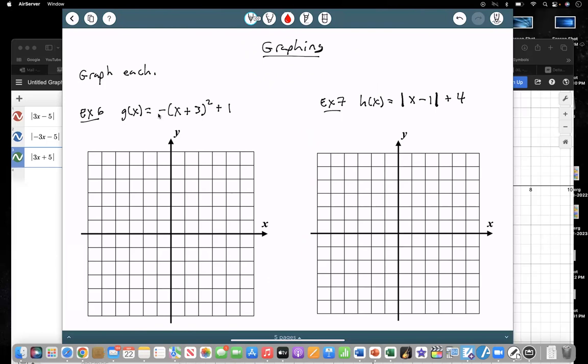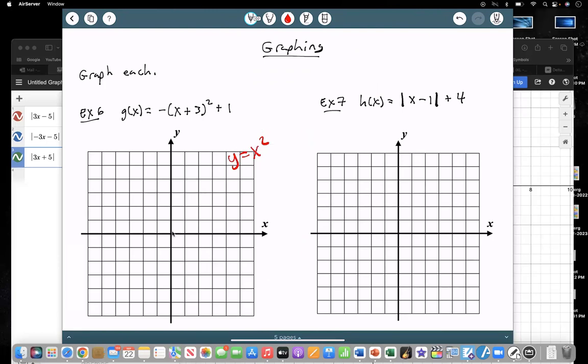Okay, first one we have a quadratic, so that means the regular x squared. I'll graph just the regular parent function first. If we look at y equals x squared, to get the y, or f of x, you have to take your x and square it.